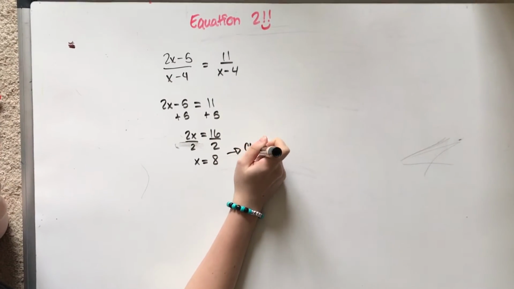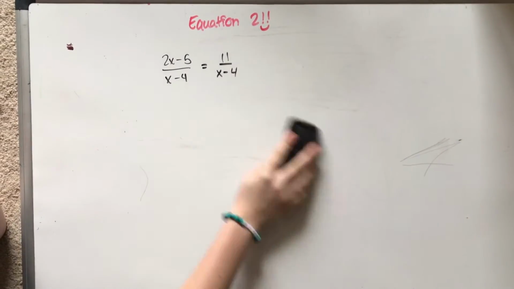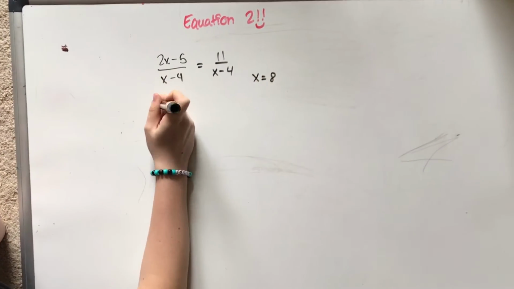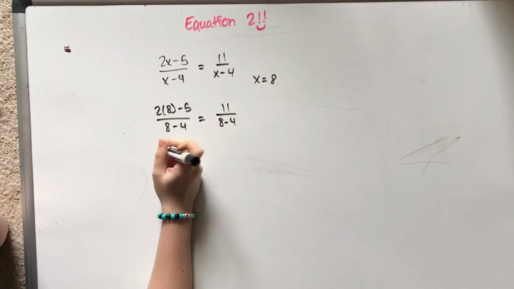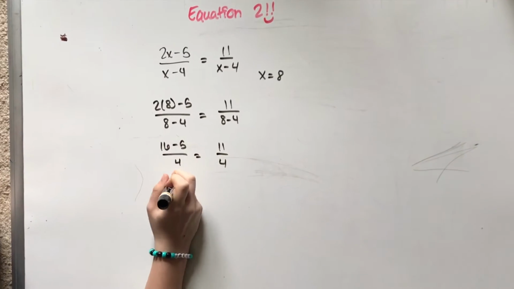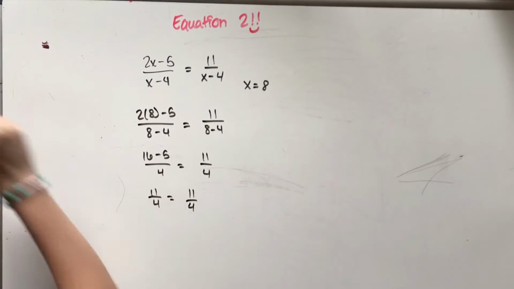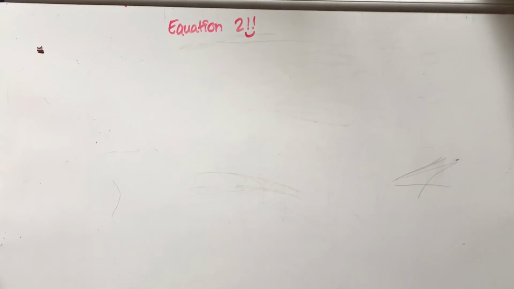The next thing that we're going to do is check our work and plug in 8 for x. When we do this, we're going to get 2 times 8 minus 5 over 8 minus 4 equals 11 over 8 minus 4. 2 times 8 is 16, minus 5 is 11, over 4, and then we'll get the same answers. That means we know that we've done our work correctly.